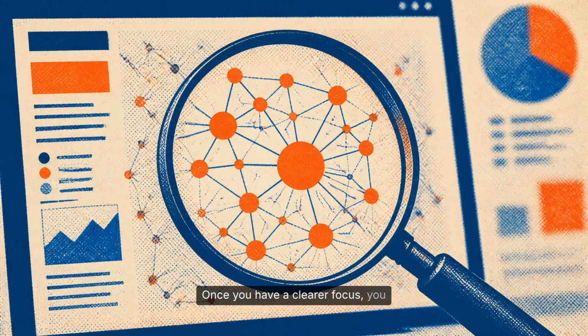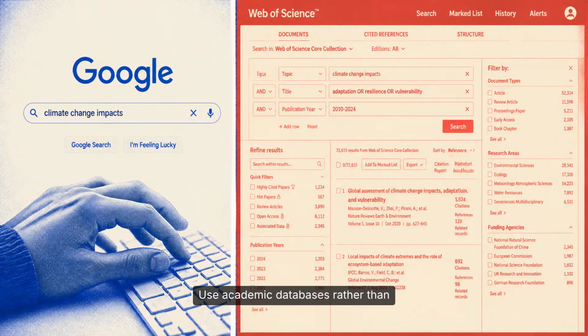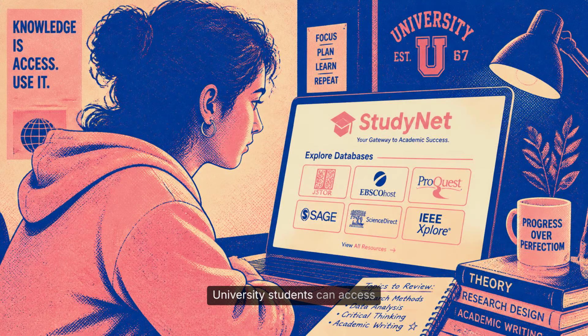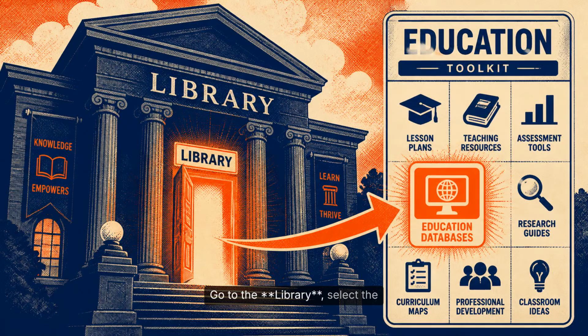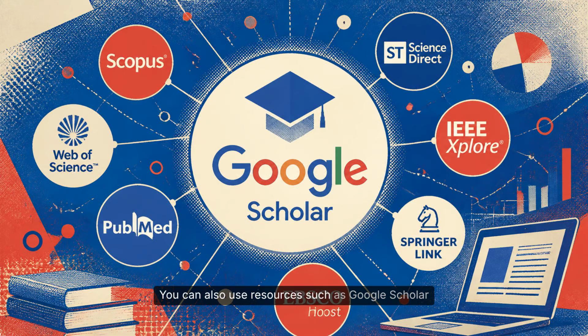Once you have a clearer focus, you can begin searching for research. Use academic databases rather than relying only on a general Google search. University students can access education databases through StudyNet. Go to the library, select the Education Subject Toolkit, and then choose Education Databases. You can also use resources such as Google Scholar and other appropriate academic databases.